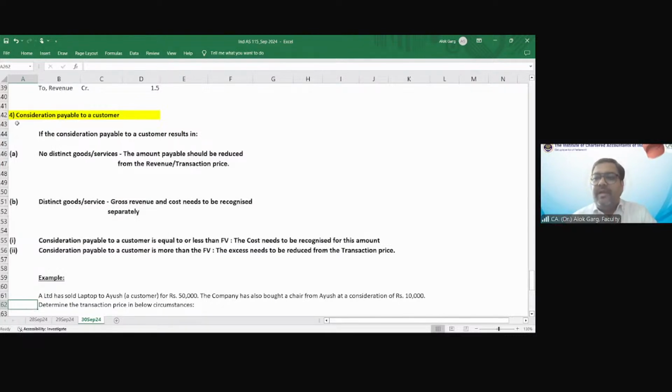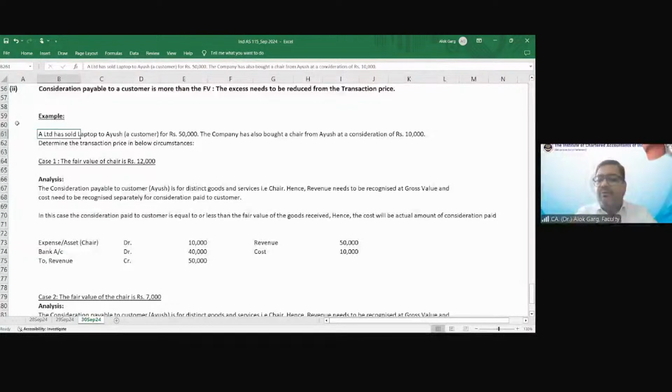Meaning, the fair value of the goods the entity received from the customer was 100 rupees. A Limited has sold a laptop to Ayush for 50,000. The company has also bought a chair from Ayush at a consideration of 10,000. Determine the transaction price in the below circumstances. This example I have discussed in the last class.